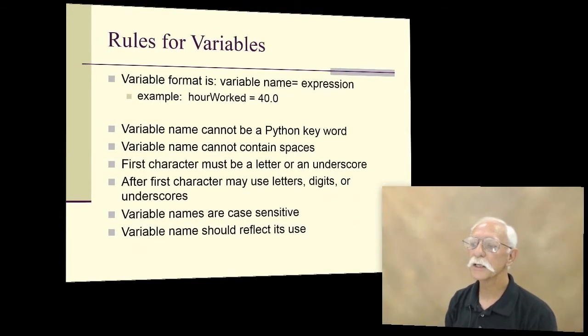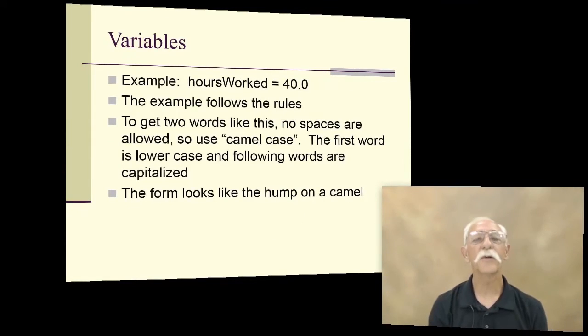And the last idea is the variable name should reflect its use. In my case, I've got hourWorked. If you see that variable, you would immediately understand that the value is the number of hours worked. So the variable name should reflect its use. Okay, we've got the example, hoursWorked, notice I added an S to it, equal to 40.0. So this example follows the rules, doesn't it? It starts with a letter, could be an underscore, but nothing else. It has no spaces in it, and all the rules are followed.